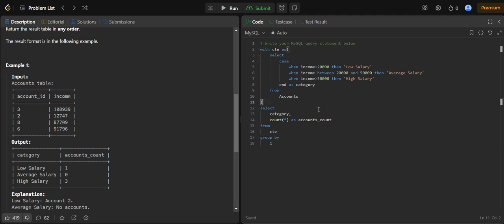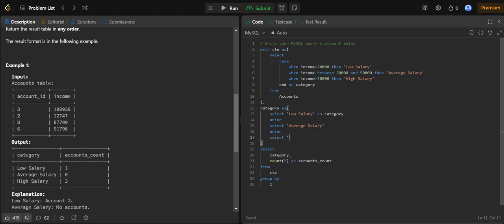For that, I can make a separate table. I am going to make a separate category table where I will include all the required categories. Okay. Select. I'm going to select what are the categories. First, I need low salary as category. Okay, I'm going to do a union, then again a select. See what I'm doing, I'm just doing a union of all the categories. Low salary, then average salary, and then again union, then select high salary. Okay, I have done this category part.